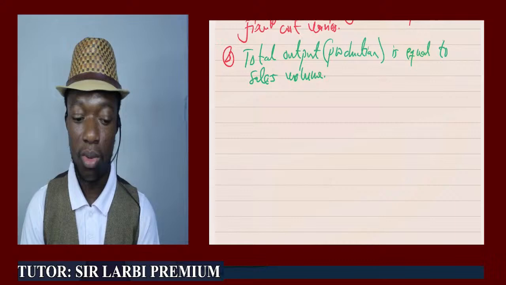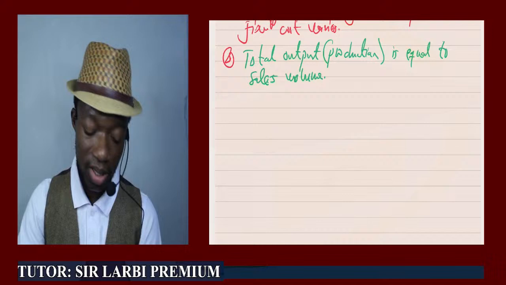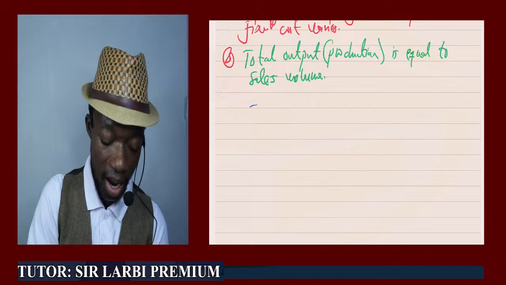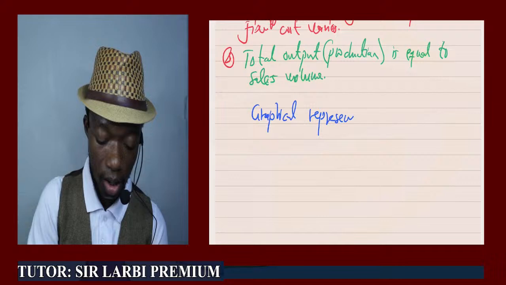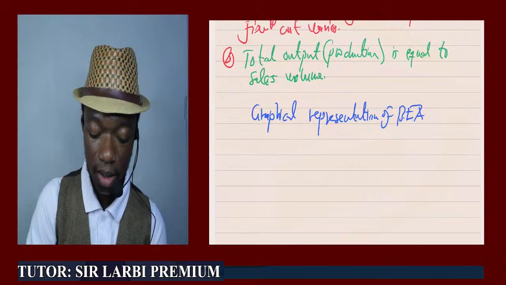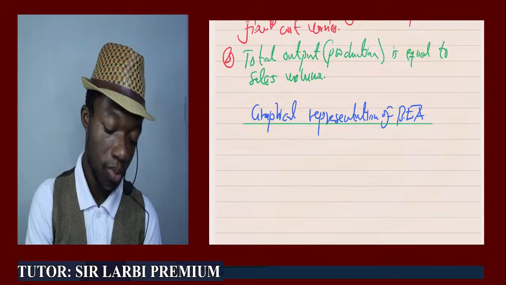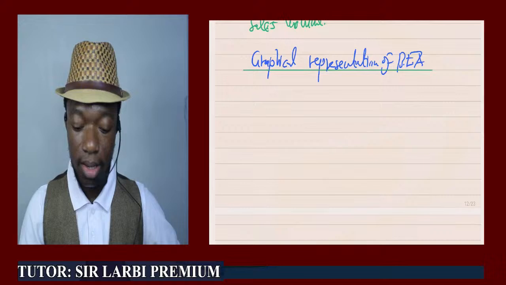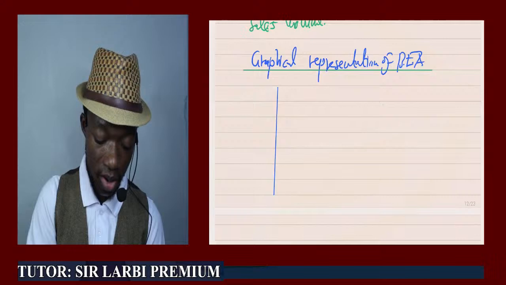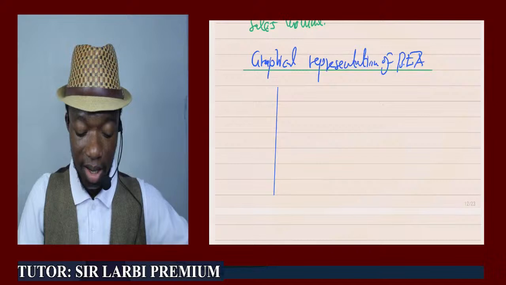So let's dive into the graphical representation of break-even analysis, the traditional approach. Another graphical representation is what we're going to do. We're going to have our graph somewhat like this. As usual, for every graph we have the y-axis and the x-axis. That's what we're going to look at here too. It doesn't change generally.